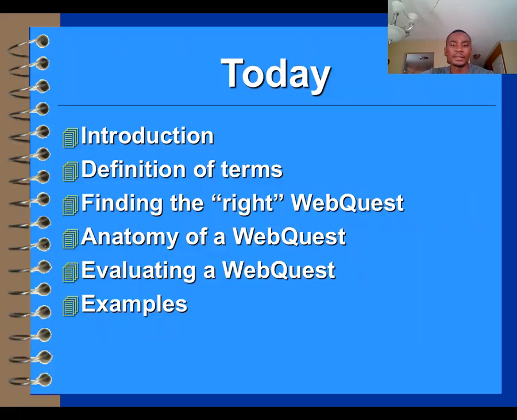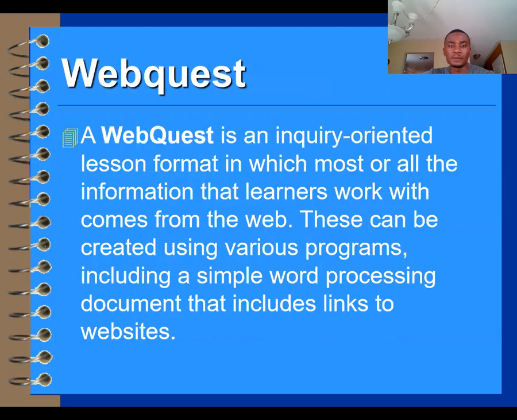We will be looking at examples of websites, and we'll also be looking at how we can go about creating our own websites. First of all, let's establish a working definition for websites. A website is an inquiry-oriented lesson format in which most or all the information that the learner works with comes from the web. Webquests can be created by using a simple word processor. However, for this course, we will be creating Webquests using some online resources. You do not have to worry about knowledge of website creation, because these will be automated for you.